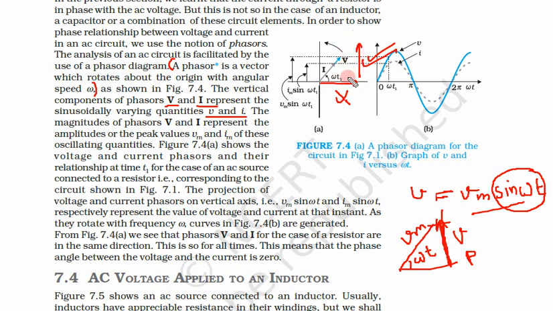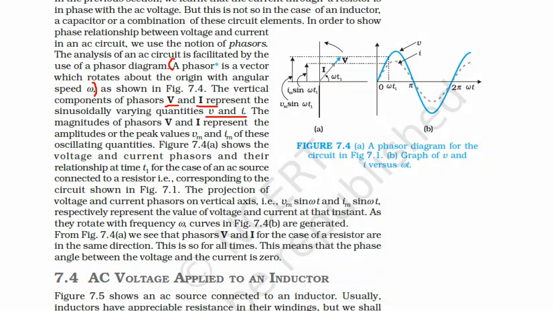So how much is the magnitude with sine theta of this maximum that is generating this wave? Because of sine theta we are taking the vertical component, and that is producing quantities V and I. The magnitudes of phasors V and I represent the peak values Vm and Im. So what is the magnitude? Magnitude is the maximum value, and sine omega t gives us the vertical components V and I. Figure 7.4 shows the voltage and current phasors and their relationship with time t1 for the case of an AC source connected to a resistor.